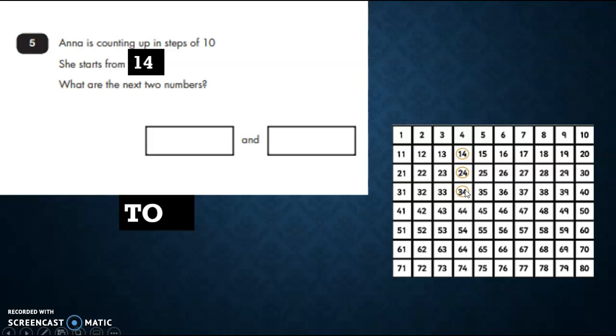We could also just put the T and the O above the 14 and think, right, I'm adding one 10, so I change this number here and add a 10, so that would be 2 10s. This would stay the same, so then we'd have 24. Then we'd add another 10 to 24, and that would be 34. So the answers are 24 and 34.